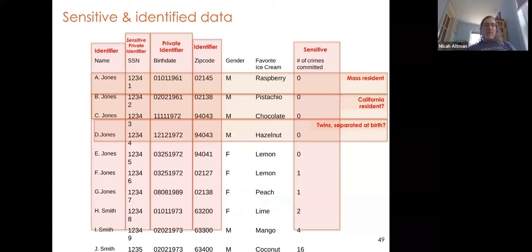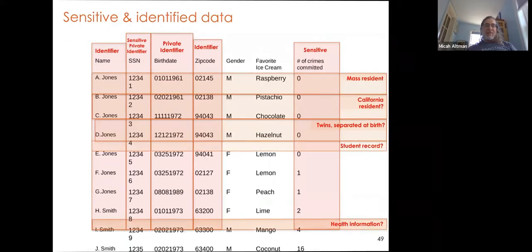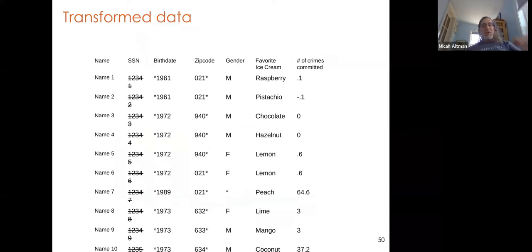Here's an example of a particular data set with some nastiness in it. And here we've removed some fields, aggregated, generalized others, suppressed others, and averaged others. So this is a result of applying aggregation, suppression, and generalization.